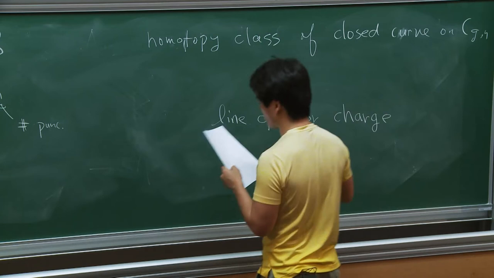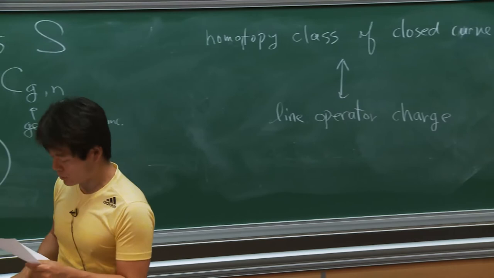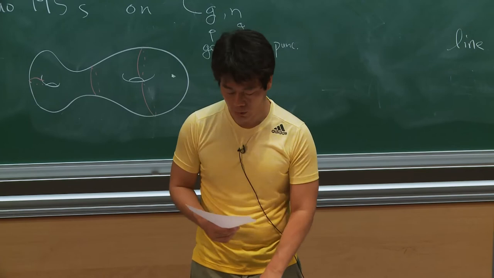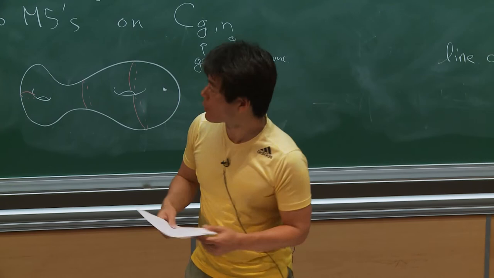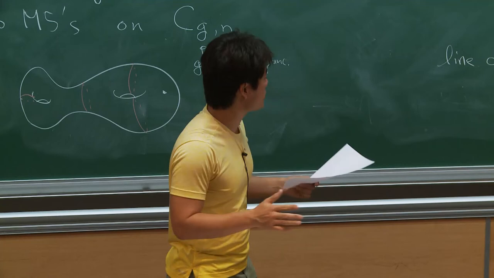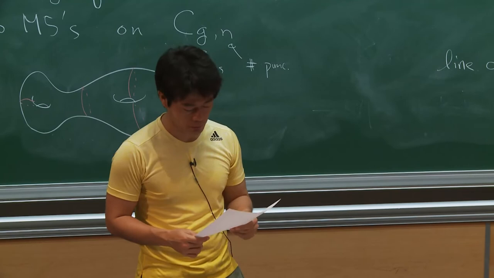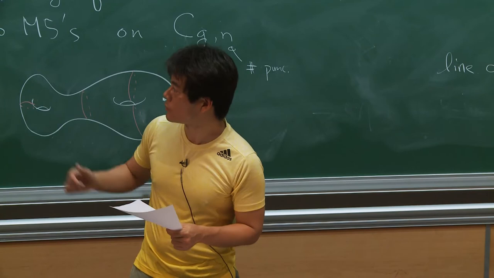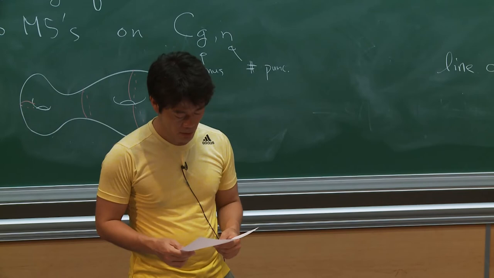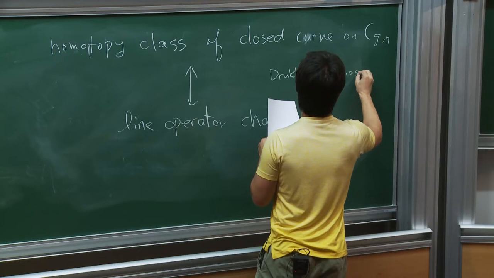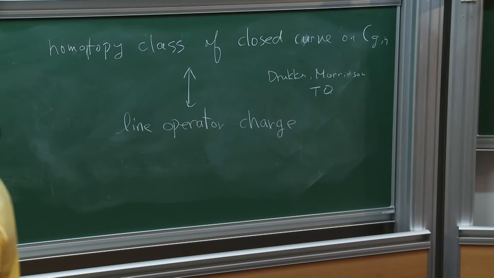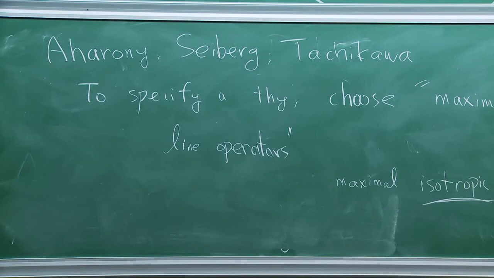Yeah, so this correspondence is actually very quantitative and explicit, and it is also known how S or modular transformation acts on the parameters of the curves, called the Dehn-Thurston parameters. So the classification of line operator charges has a nice correspondence with the classification of closed curves on the Riemann surface. You can read my review for an explicit explanation. And this correspondence was found by Drukker, Morrison, and myself.